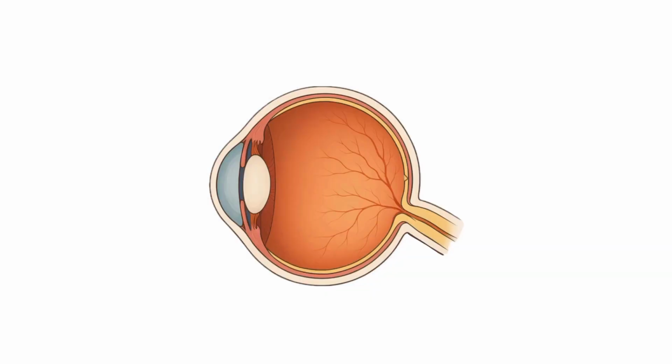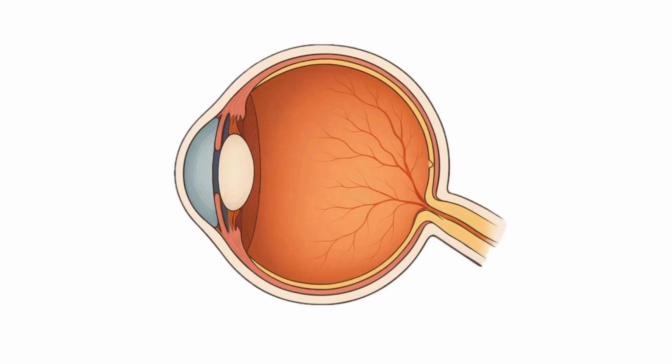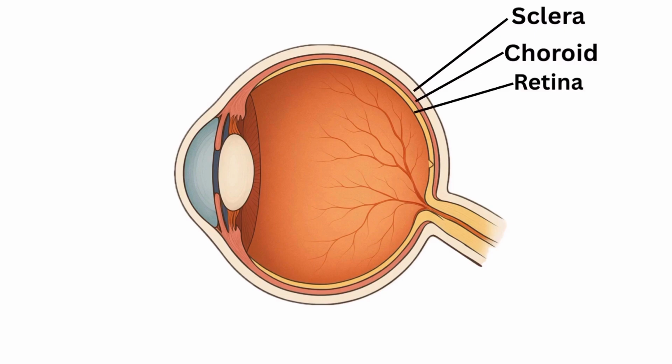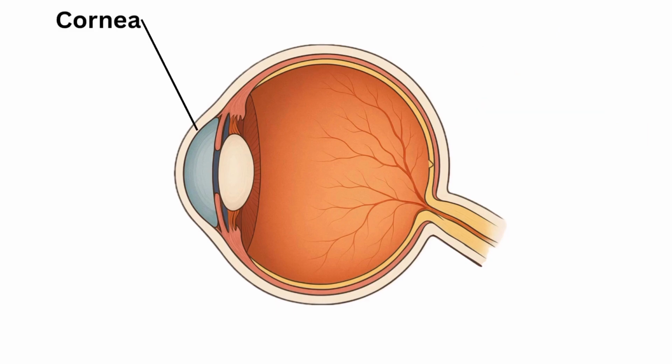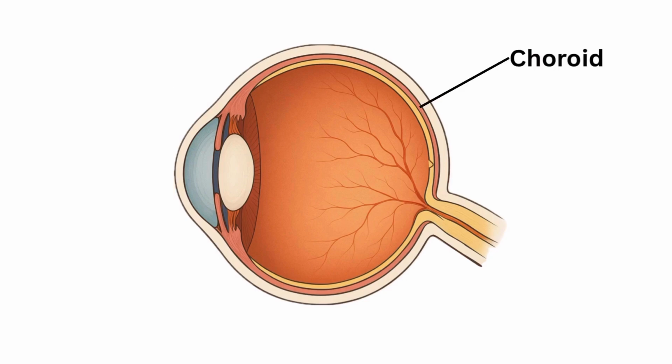Now let's go deeper into the internal structure of the eye. The inside of the eye has three layers: the sclera, the choroid, and the retina. The sclera is a tough, white, inelastic layer protecting the inner eye and maintaining its shape. The cornea, which is transparent and convex, allows light in and bends it, just like the curved glass of a camera lens. The choroid is a dark layer filled with pigments and blood vessels, absorbing stray light to prevent reflection and supplying oxygen and nutrients to the retina.